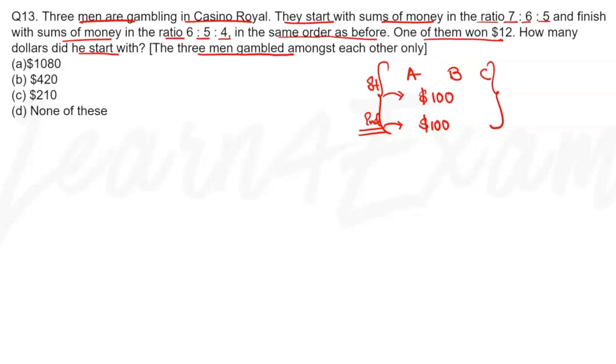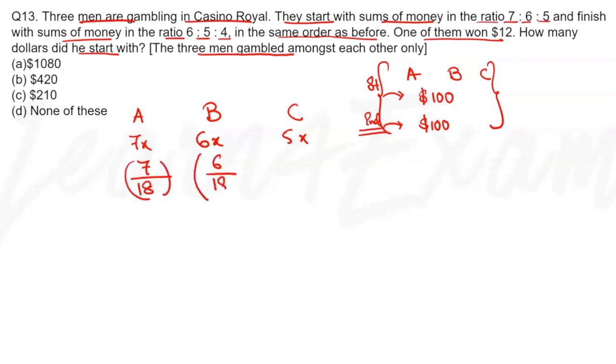Right? Now this starts with sums of money 7:6:5. So let me write that down. Let's say the three men are A, B, C. He gets 7x, he gets 6x, he gets 5x. So the amount of money with A is 7 of the total, sorry, it would be equal to 7 by 18. That with B would be equal to 6 by 18. That with C would be 5 by 18. And I'm talking about ratio to total. Ratio of money that they have to the total amount, right?